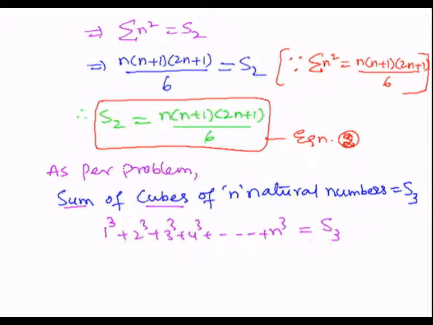But here we can assume 1 cube plus 2 cube plus up to n cube is written by means of sigma, that is the summation of n cube. So sigma n cube is equal to S3. Then the next logical step will be, since sigma n cube is equal to S3, we can replace sigma n cube by n into n plus 1 by 2 whole square is equal to S3.